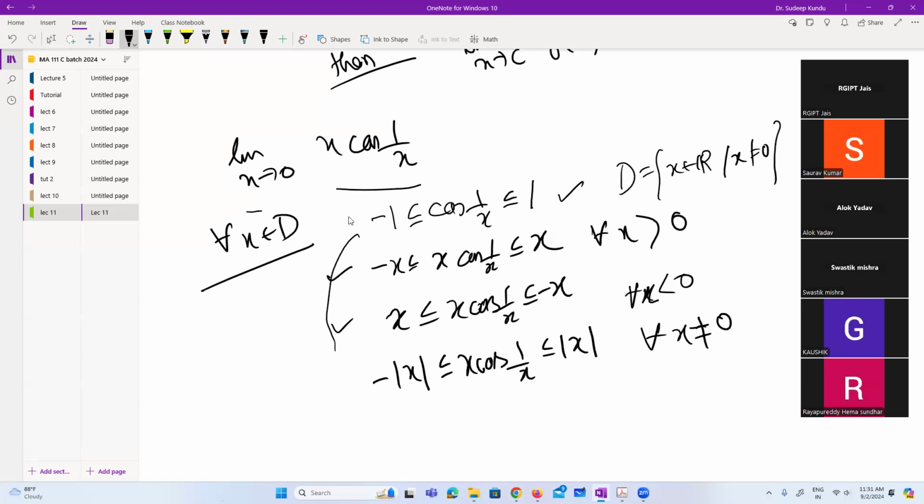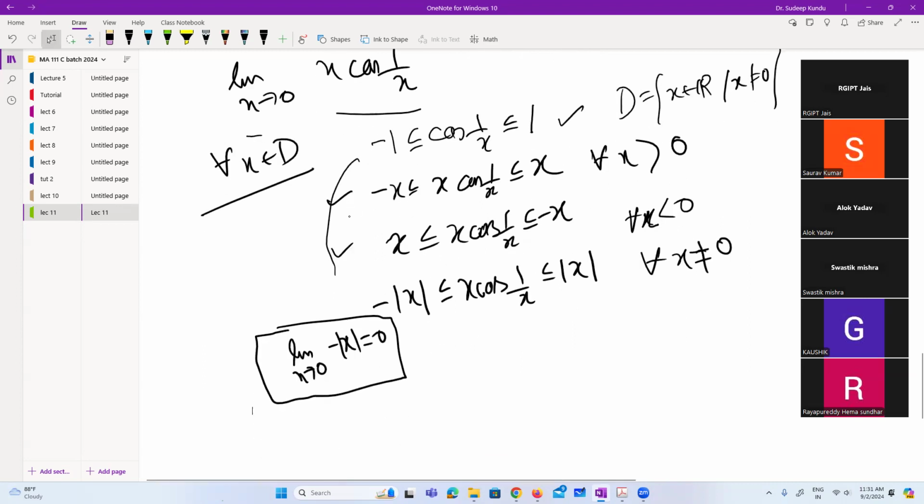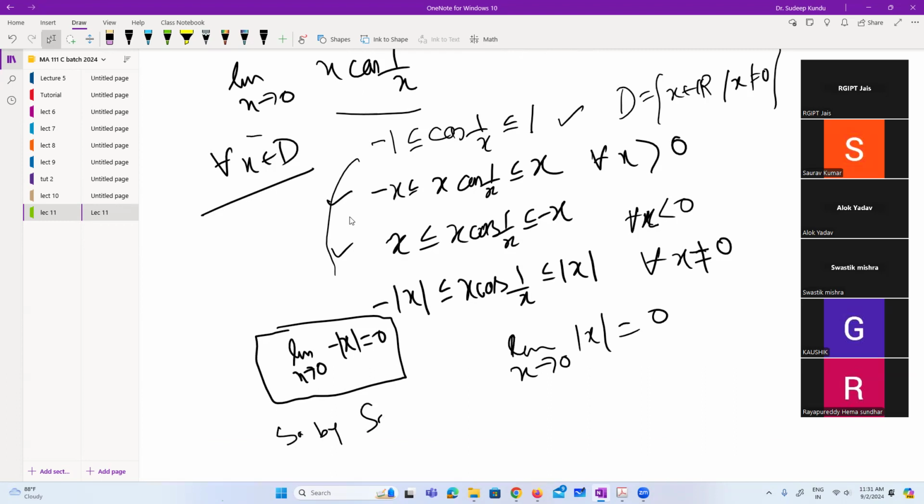Now, what will be the limit? 0, right? Because limit x tends to 0 of minus mod x is 0, so both of the functions approach 0. And limit x tends to 0 of mod x equals 0. So by the Sandwich theorem, limit x tends to 0 of x cos 1 by x equals 0.